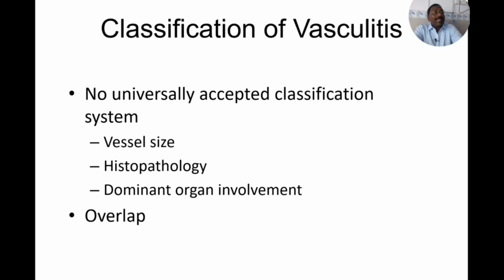There is no universally acceptable classification in vasculitis, and it can be divided depending on the vessel size: large vessel vasculitis, medium vessel vasculitis, or small vessel vasculitis. There are also some histopathological characteristics, like P-ANCA positivity, C-ANCA positivity, etc. And there is a dominant organ involvement.